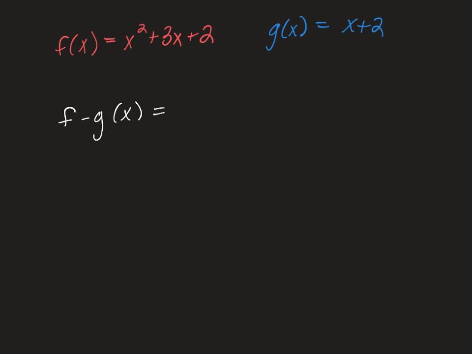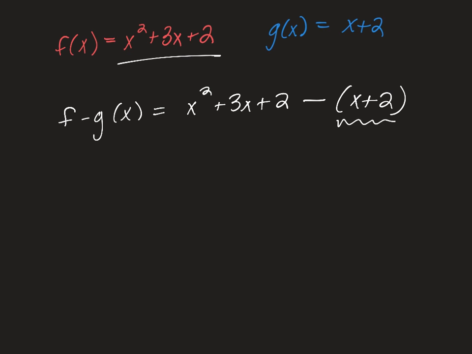It does matter what order you write these in, right? Since it's f minus g, we're going to do f, which is x squared plus 3x plus 2, minus g. It is important that you put it in the parentheses, because just like when we subtracted polynomials, we have to change the sign inside our parentheses before we combine like terms. So we'll have the first part staying the same, x squared plus 3x plus 2, and then we have a minus x and a minus 2.